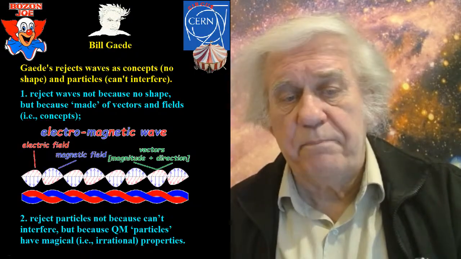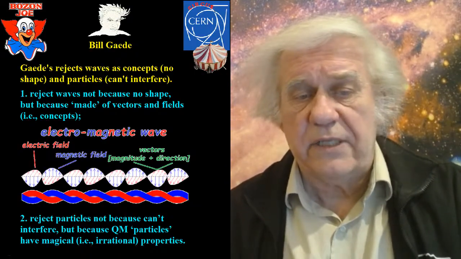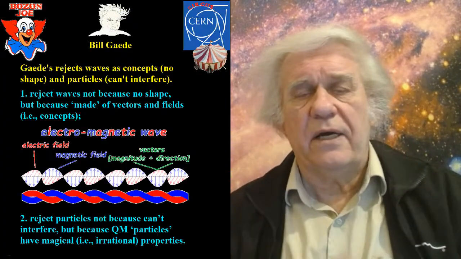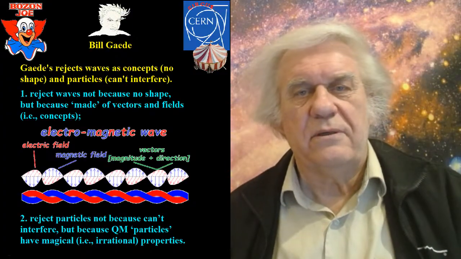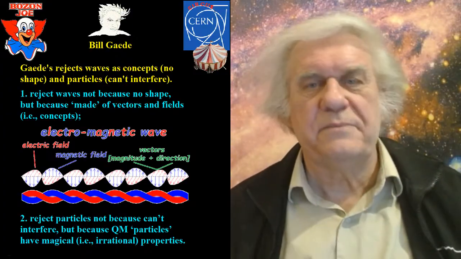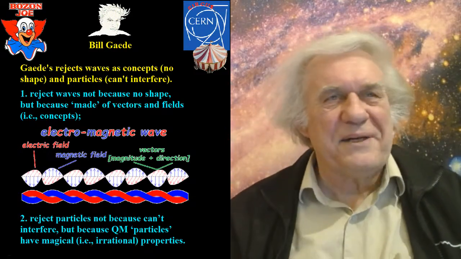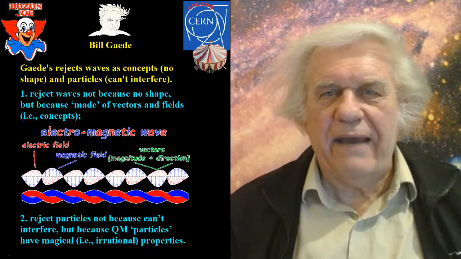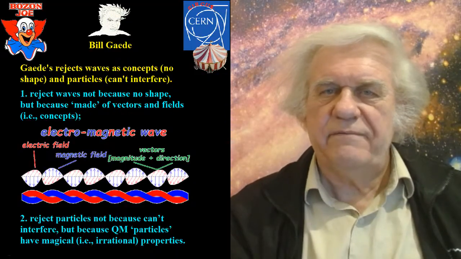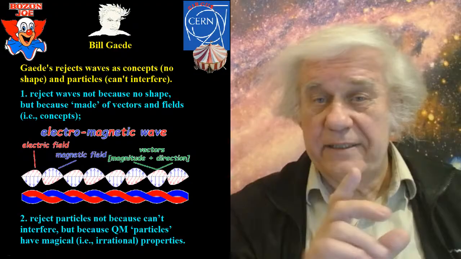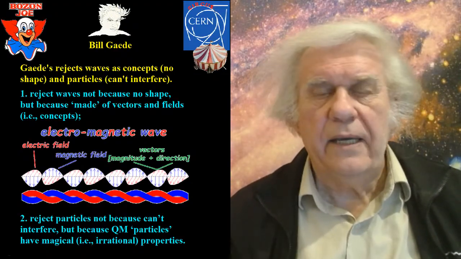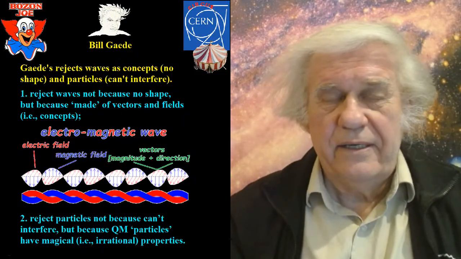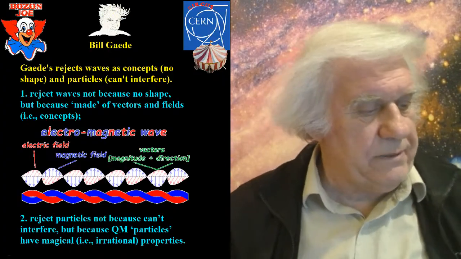And we reject particles not because they can't interfere, but because quantum particles, what are they? They have magical properties. They talk about quantum particles or mathematical objects. Those are the terms they use. What is a mathematical object? What is a quantum particle? And they have to put that adjective, quantum or mathematical, in front of the word object or the word atom. Why? Because they're going to give it some special properties that classical particles don't have. What is a classical particle? Well, here's a classical particle.